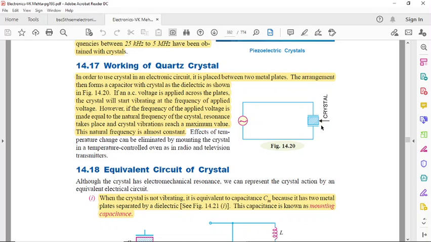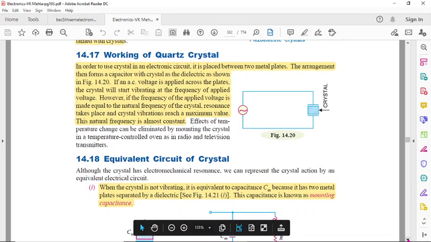So, in order to use crystal in an electronic circuit, it is placed between two metal plates. If an AC voltage is applied across the plates, the crystal will start vibrating at the frequency of the applied voltage. However, if the frequency of the applied voltage is made equal to the natural frequency of the crystal, resonance takes place and crystal vibrations reach a maximum value. This natural frequency is almost constant.